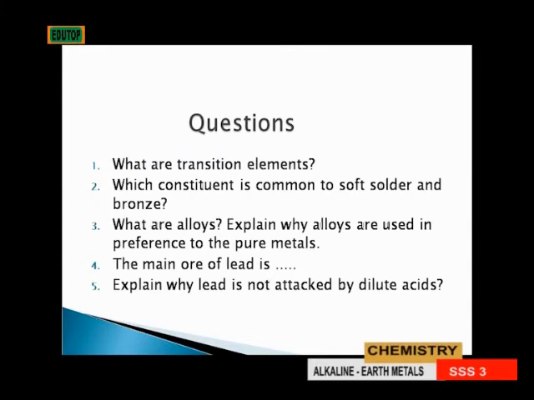Questions. 1. What are transition elements? 2. Which constituent is common to soft solder and bronze? 3. What are alloys? Explain why alloys are used in preference to the pure metals. 4. The main ore of lead is dash. 5. Explain why lead is not attacked by dilute acid.